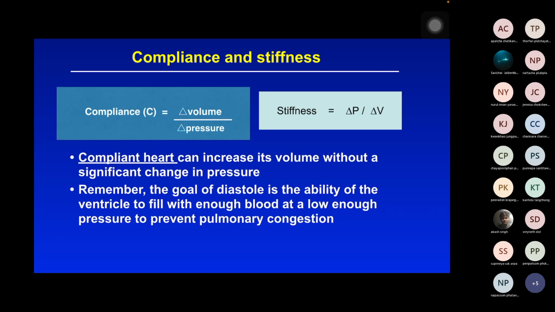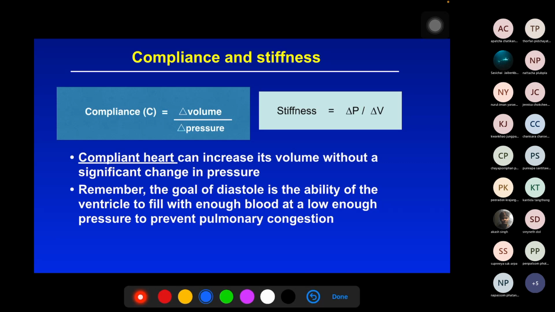Good compliant means the volume increases very much without an increase very much in the pressure. So the compliance is very good. This means the heart can fill a lot of blood volume without significantly increasing the pressure. So this is good compliance.